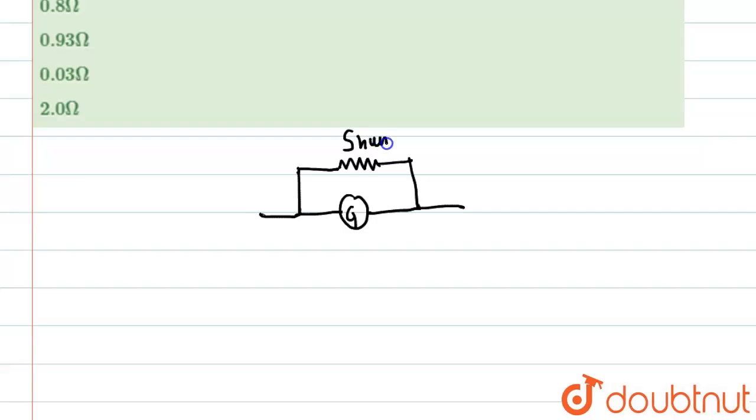So we know that a galvanometer can be converted into a voltmeter as well as an ammeter. To convert it into an ammeter, we need to connect a resistance in parallel to the galvanometer. So this is the galvanometer, and in parallel to the galvanometer we have to connect a shunt resistance. This whole shunt plus galvanometer set becomes an ammeter.